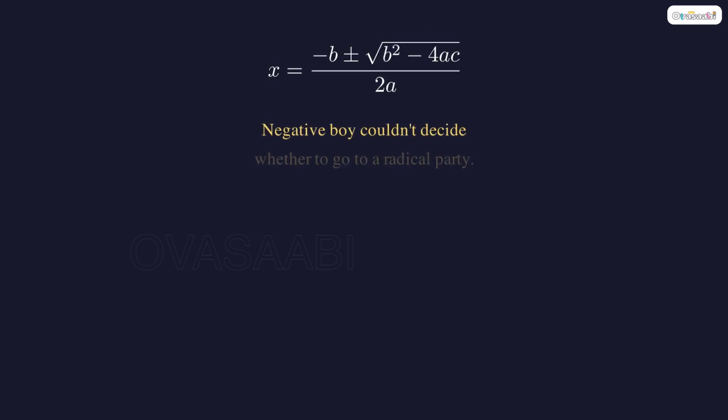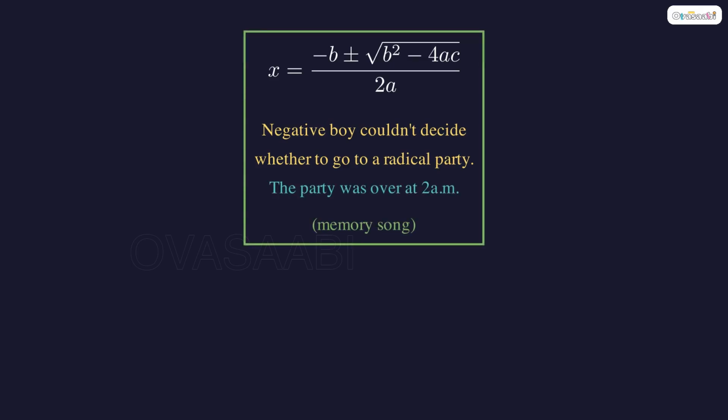Memory aid. Negative boy couldn't decide whether to go to a radical party. The party was over at 2 a.m. This song helps you remember the formula for exams.